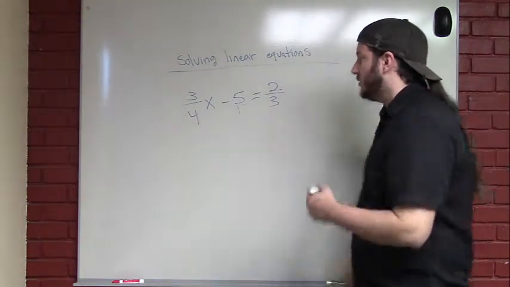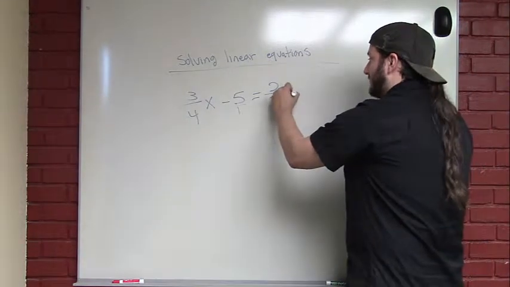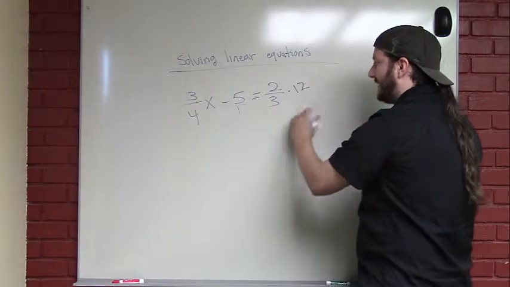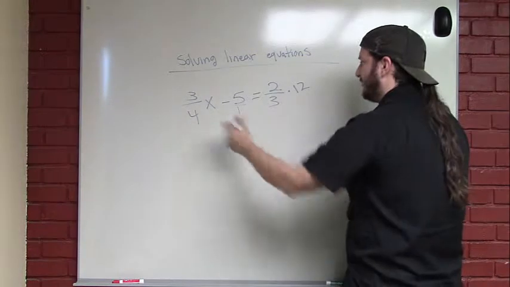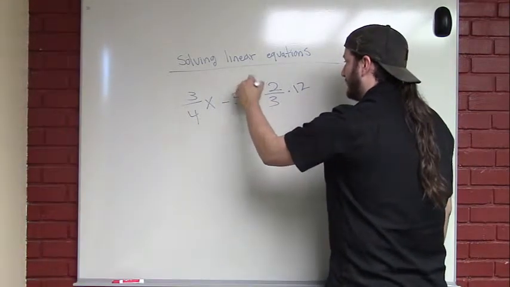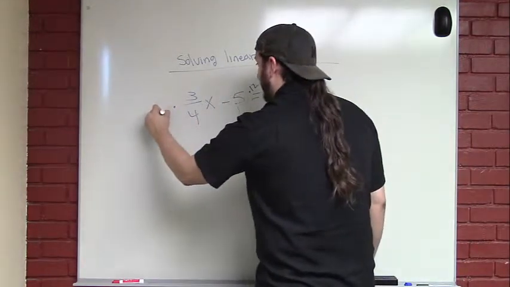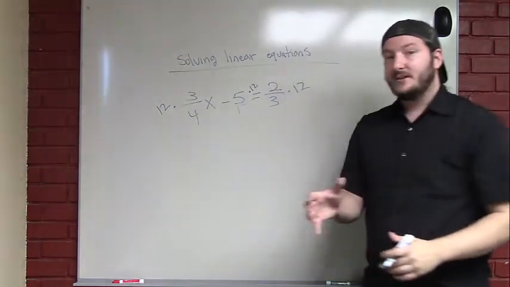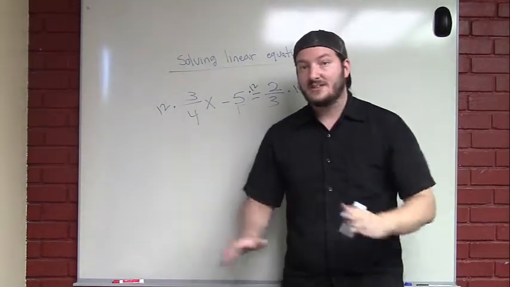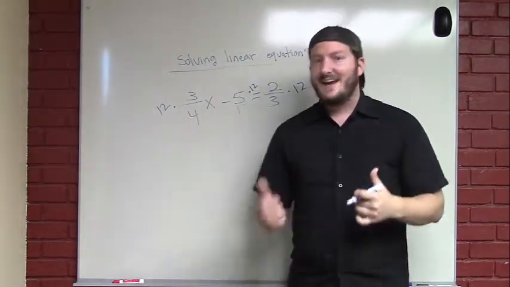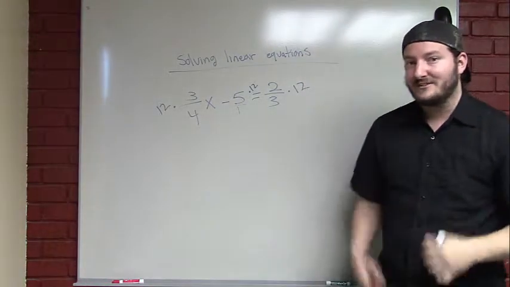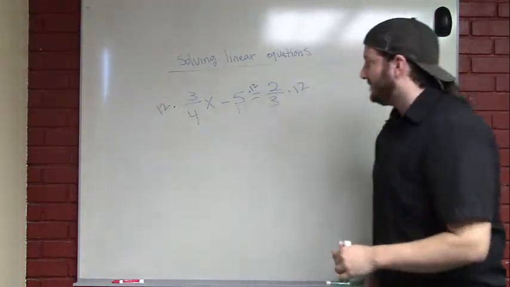So what you're going to do is you're just going to multiply every single thing in this equation by 12. And I'll show you what it does. You're gonna love what it does, okay? Because it's gonna eliminate all the fractions. There'll be no fractions left, and everyone's gonna have a smile on their face, okay?